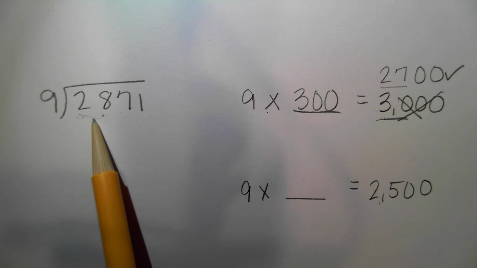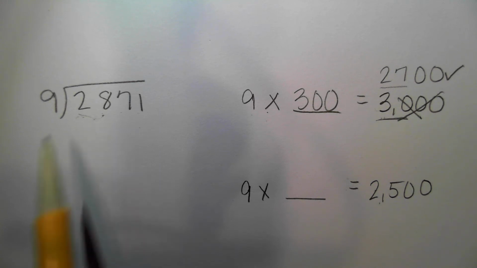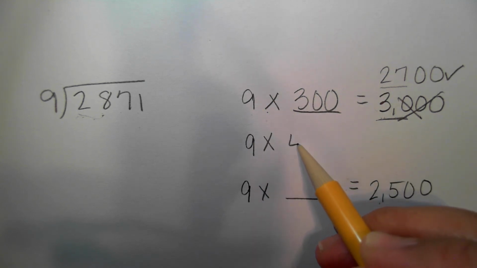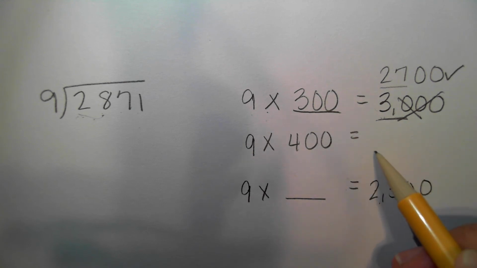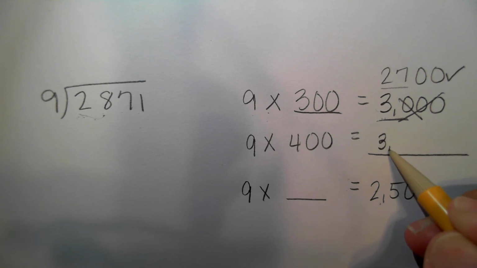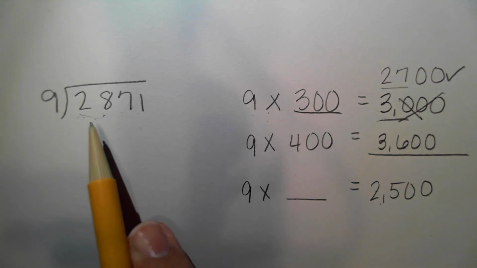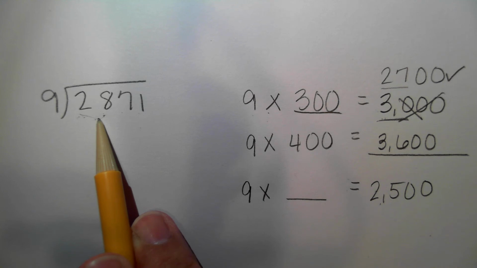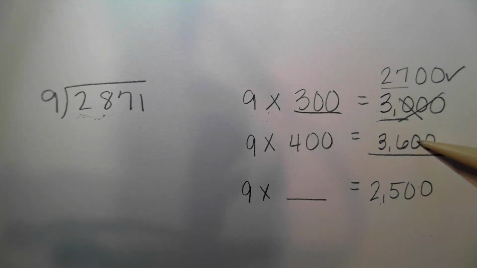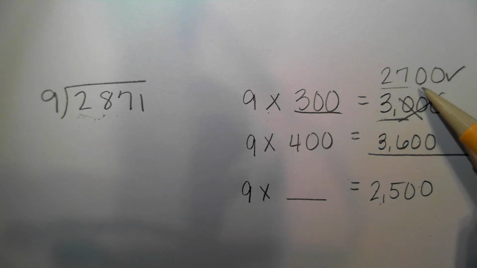The next friendly number for 9 times anything would be 9 times 4. So I'm going to do it here. 9 times 400. That's my next fact family. Well, that one's going to be 3,600, which is way over where I'm trying to get to, which is 2,871. So between these three numbers, the closest one that comes to 2,871 is this one.